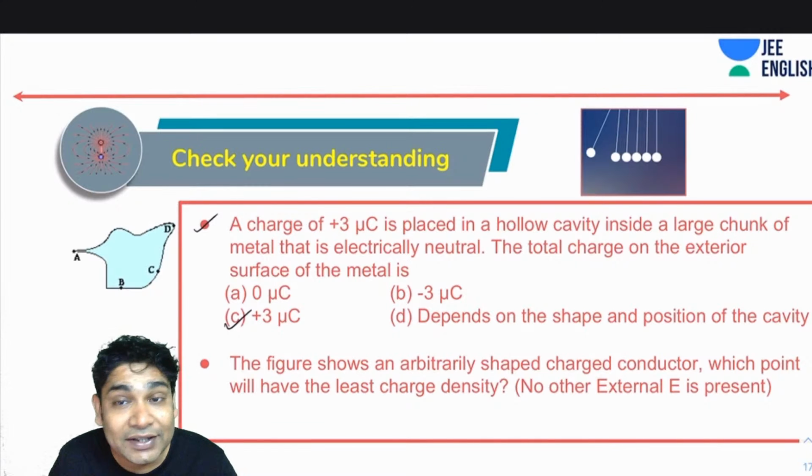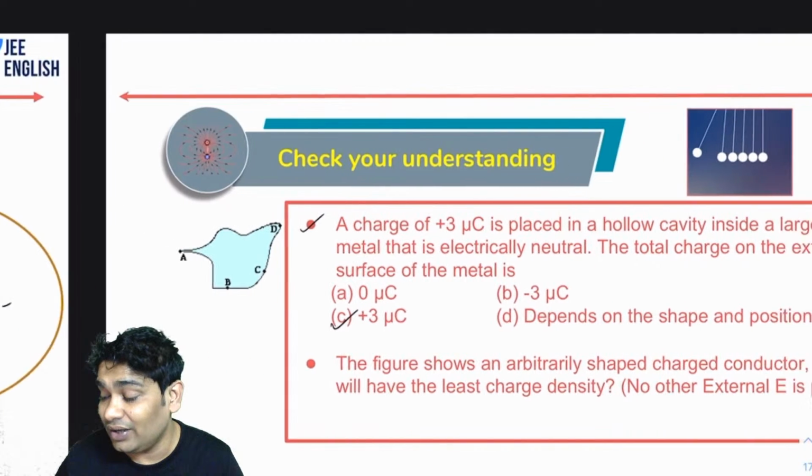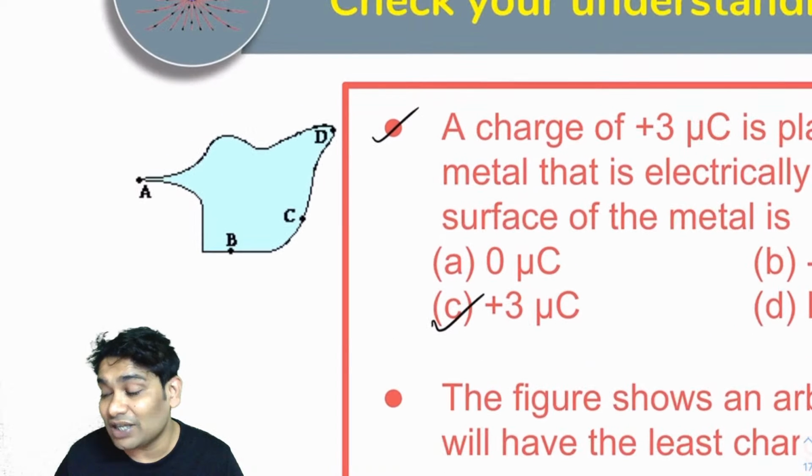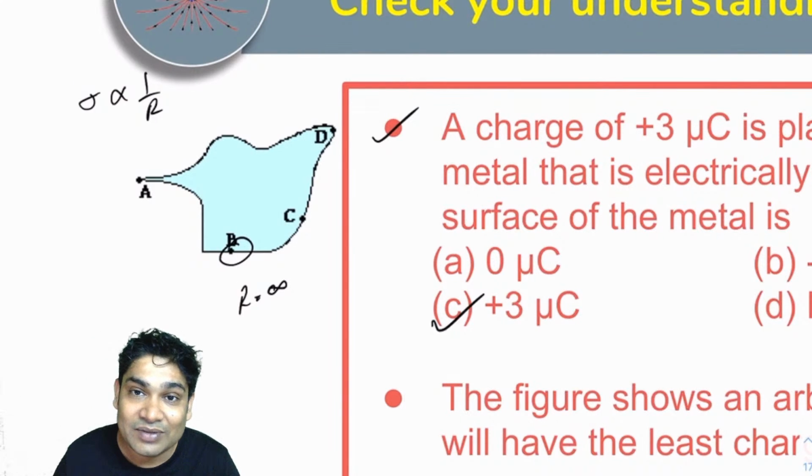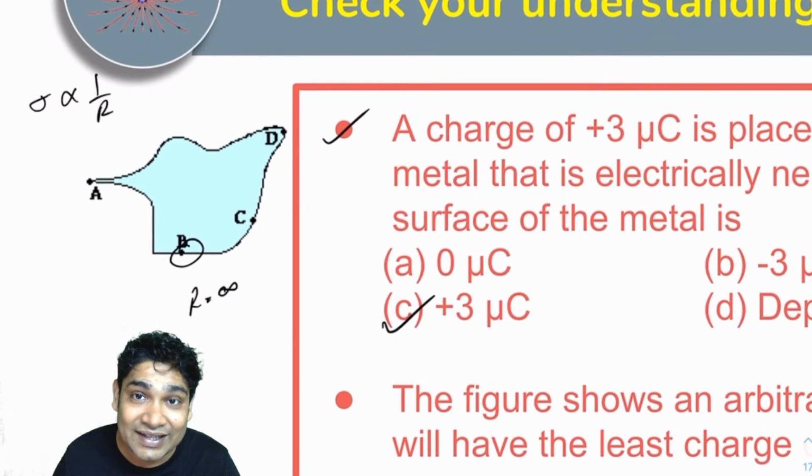Similarly, in the figure shown, an arbitrarily shaped charged conductor is shown and some charge has been given to it. You've been asked at which point the density of the charge would be the least. So consider these. We know sigma is inversely proportional to R. So this point has R equals infinity, so it will have 0 sigma. So B will have the least density.